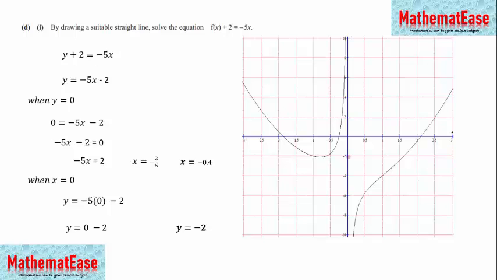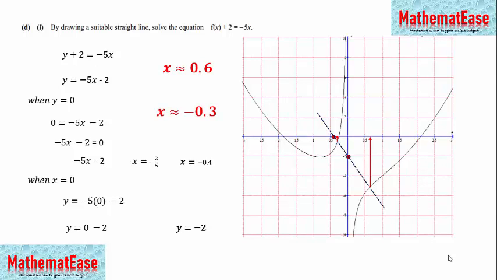I go to the graph. When y is equal to minus 2, I shade. When x is equal to minus 0.4, I shade. Then I use a straight line to join it together. It meets the curve here, and the answer at that place is approximately 0.6. Also, it meets it here, so the answer at that place is approximately equal to minus 0.3.